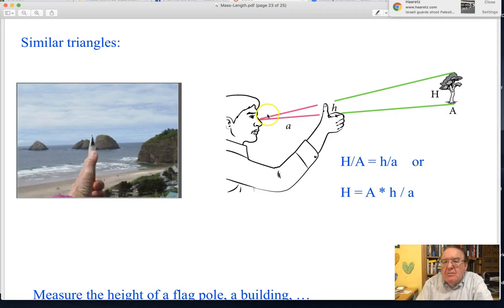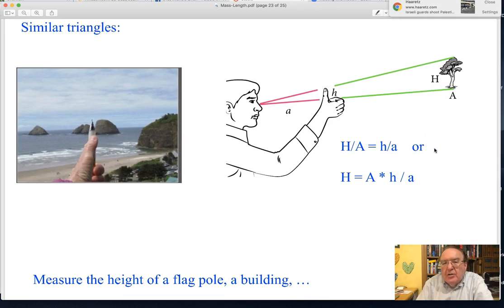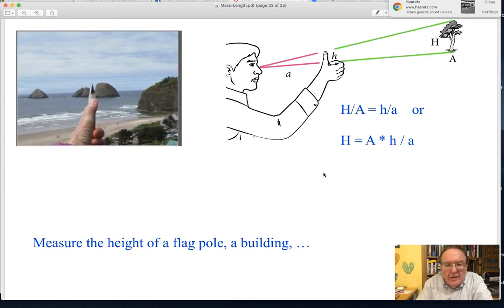And that's because the red triangle that has a base of little a is so-called similar to the large green triangle, which has a base of capital A. Therefore, the ratio of little a to big A is the same as the ratio of little h to big H. Here's a formula for that. Those are called similar triangles. So an artist is able to measure the height of a tree in different parts of the landscape and so on. So that's a way of measuring at a distance. For example, you can measure the height of a flagpole or a building this way.